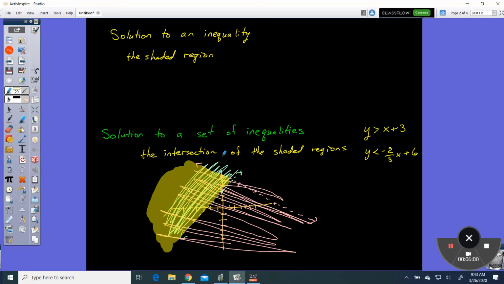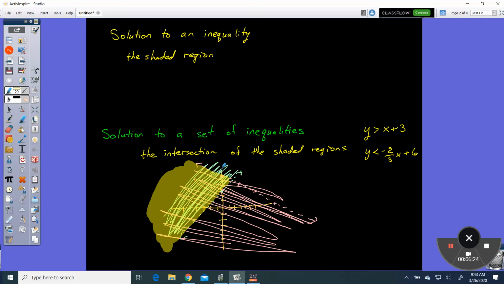The points to the left over here work for the top one, but the points in this area right in here work for both of them. So that's why this is the solution. The part where they both intersect is the solution. Any point in here, I can plug it into both of these equations and it will work for both of them. Anything outside of this yellow highlighted area will not work for both of them.